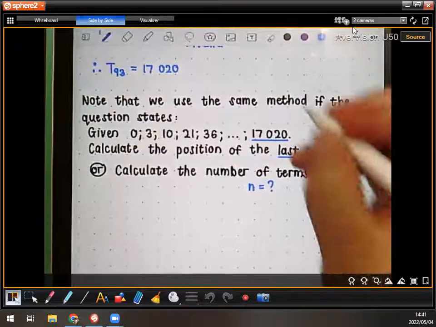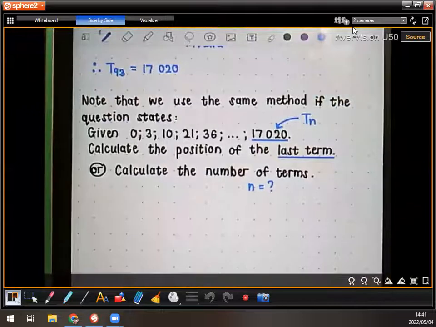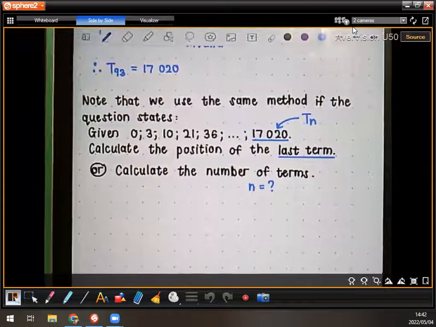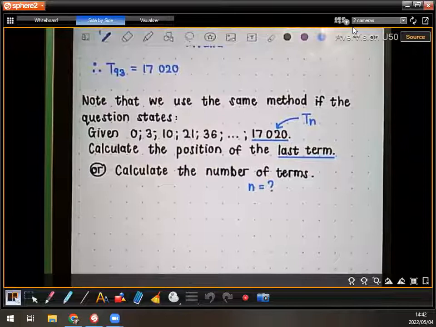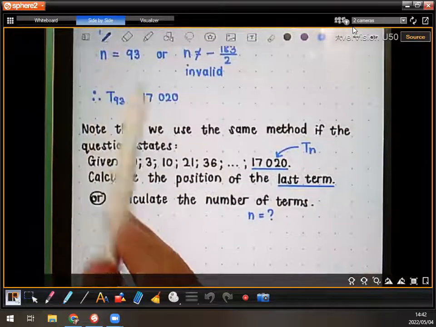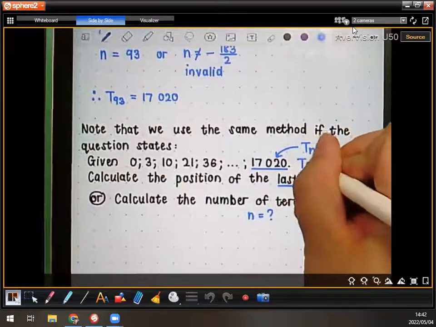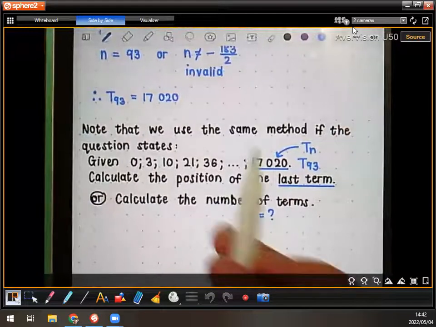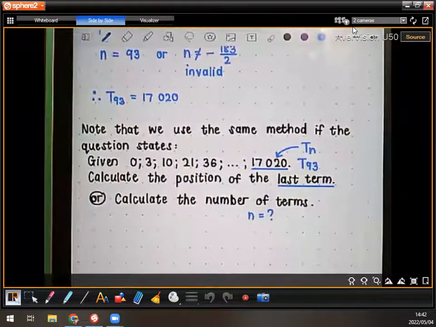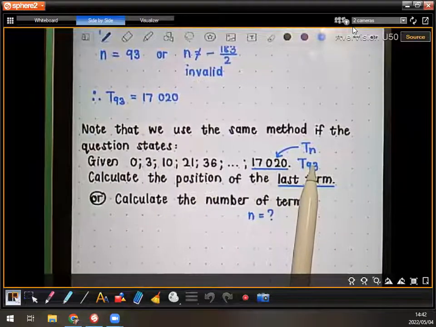You are still going to make this equal to Tn. Exact same calculation. You're going to work it out, move the 17,020 across, do your quadratic formula, everything that we just did. You are going to get an n value of 93, which is what we got there. So we're going to get that 17,020 is term 93.